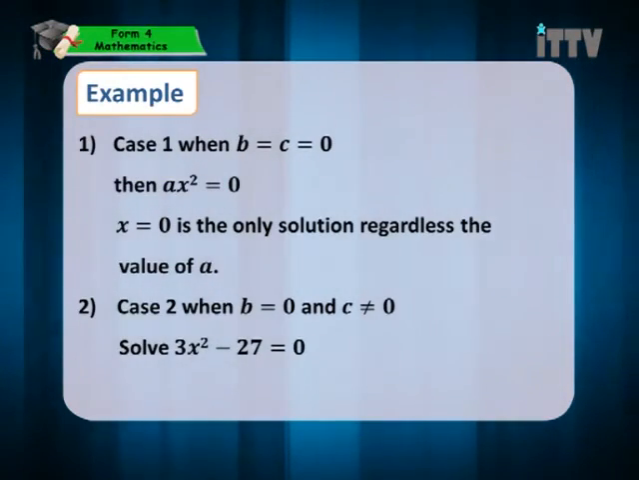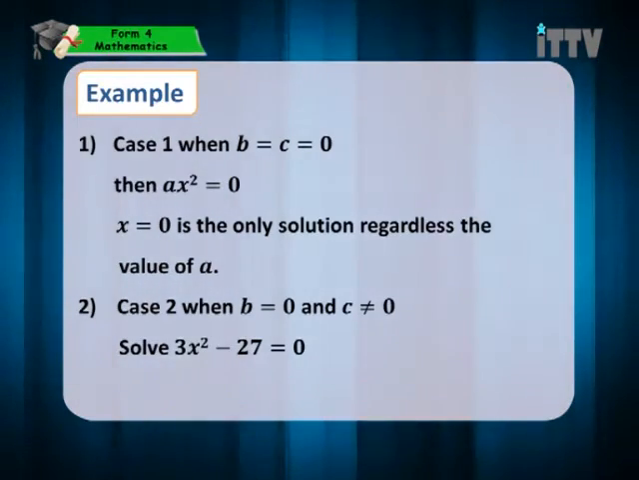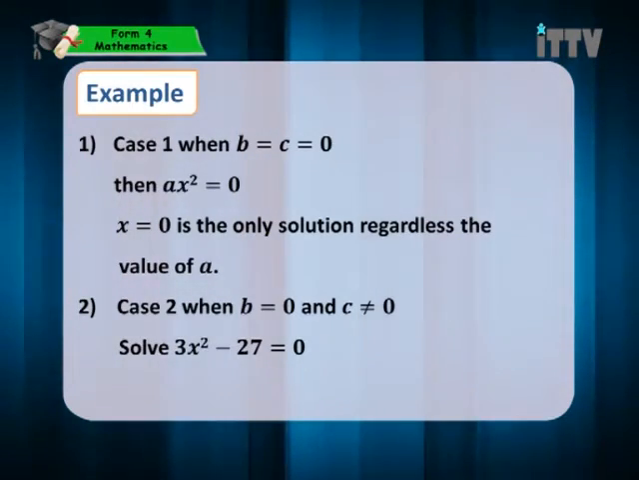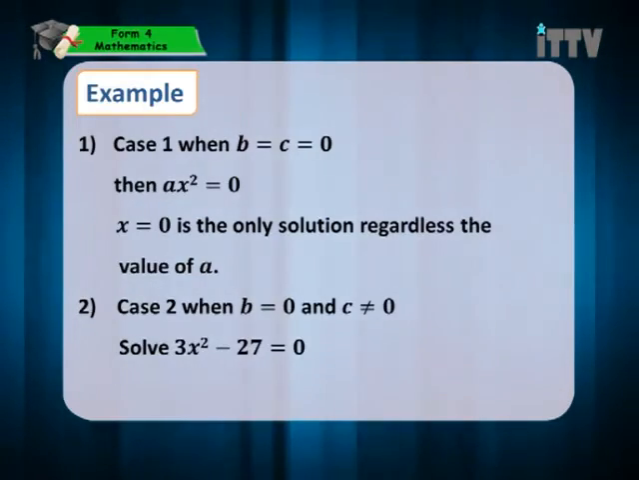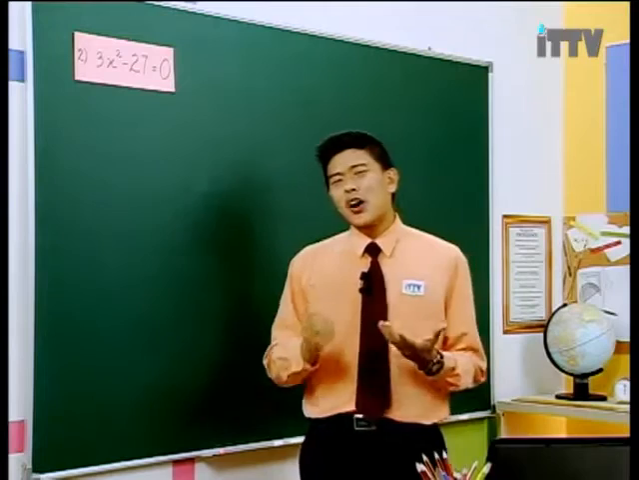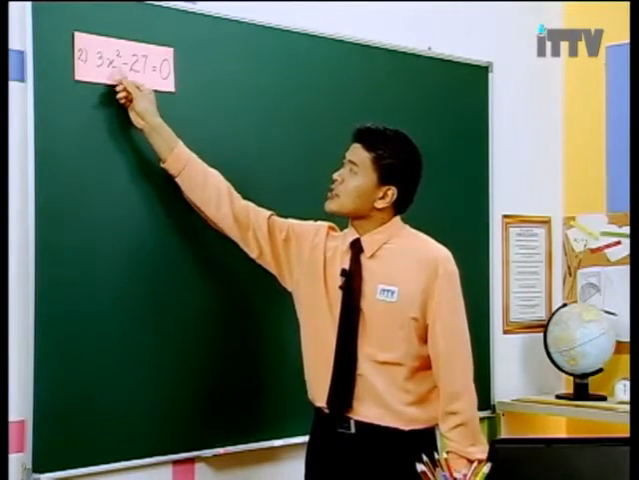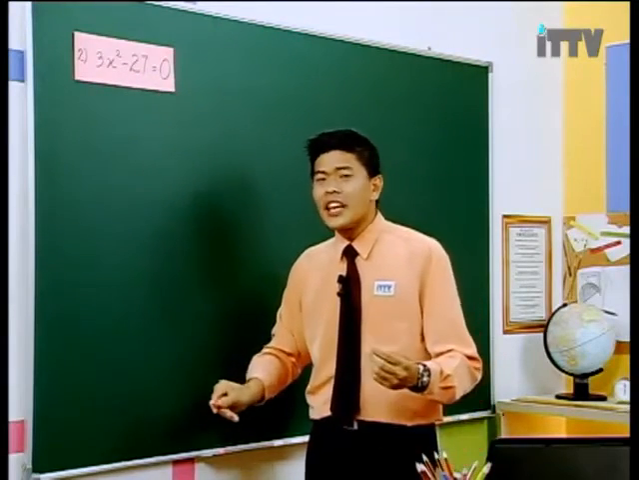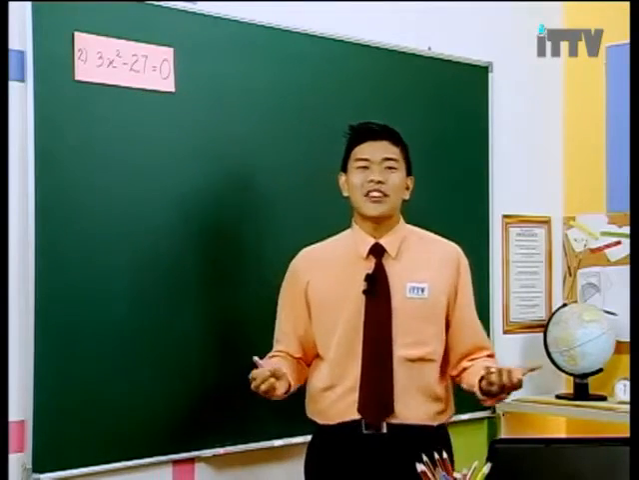When b equals 0 and c is not equal to 0. I want you to look at this question. Solve 3x squared minus 27 equals 0. We're going to do this together on the board. Now, this belongs to Case 2. Look at this quadratic equation, 3x squared minus 27 equals 0. In Case 2, b is 0, which means there is no term in x.